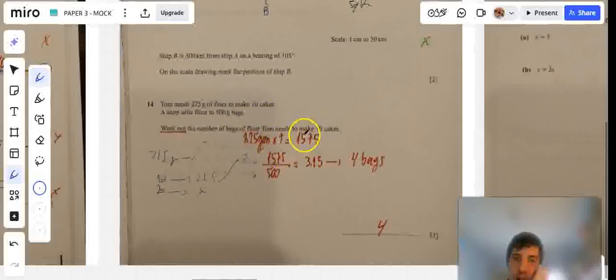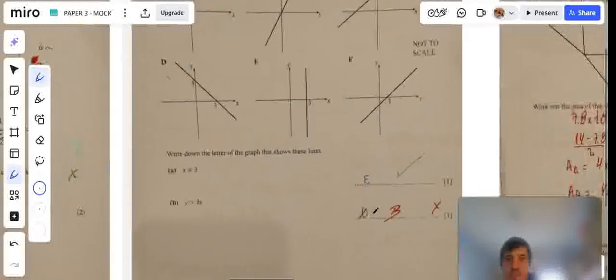This is 1,575. If you divide it by 500, because the bags are of 500, then you have 3.15. But you can't have a bag of 3.15. You either have 3 or 4 bags. So you have 4 bags. Okay, so the answer is 4.